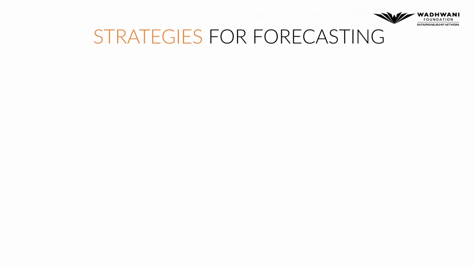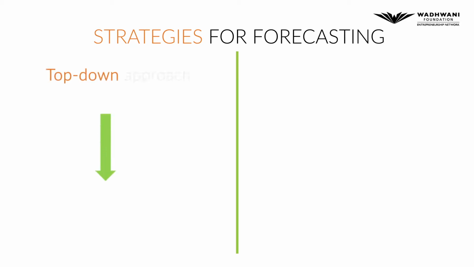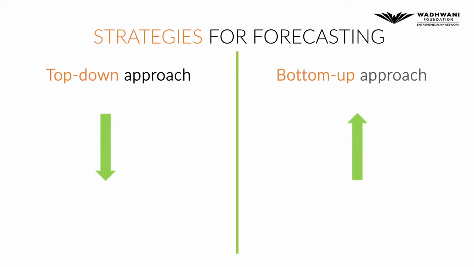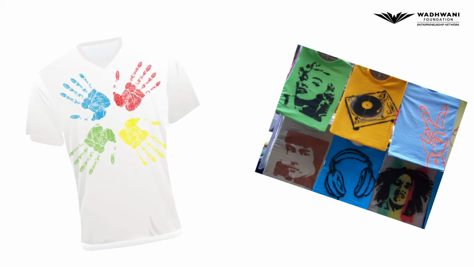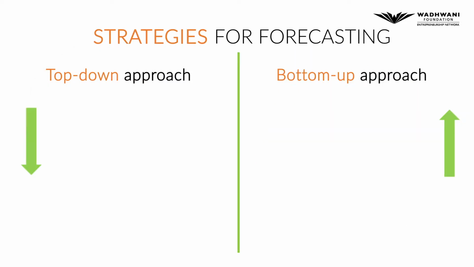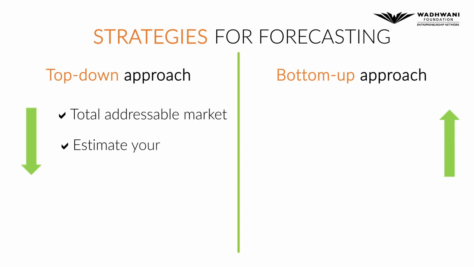When doing your market research, you can use either a top-down or a bottom-up approach. Confused? Let us consider the example of a t-shirt business. Imagine your business is making hand-printed t-shirts for teenagers and adults. In the top-down approach, you determine the total addressable market and then estimate your share of that market.